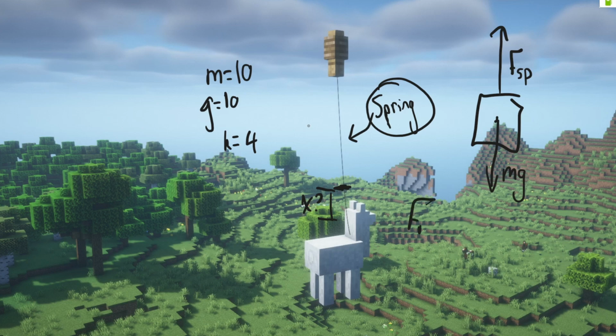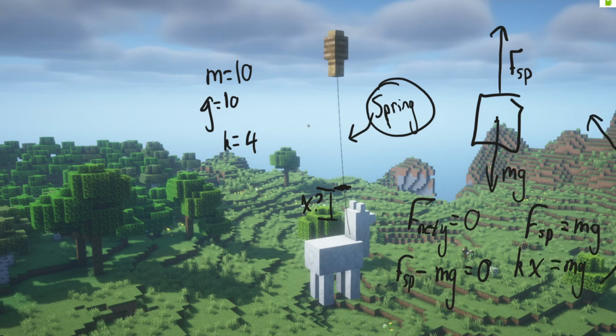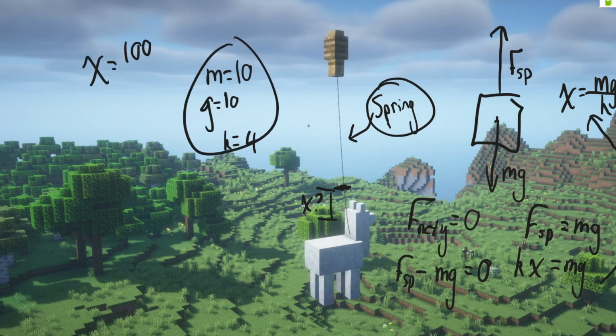So we know that the net force in the y direction equals 0. Therefore, the spring force minus mg equals 0, which means that the spring force equals mg. Now, spring force also equals kx, so kx equals mg, and so we can say from that x equals mg divided by k. Now what is that? Well, we know these values right here, so we can just plug it in and say x equals 100 divided by 4, which equals 25. And that is the amount of distance that the spring is being pushed down.